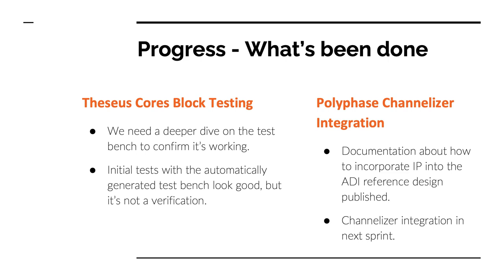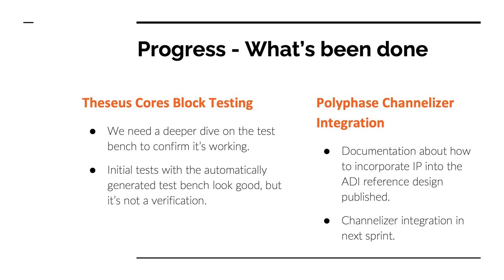The polyphase channelizer integration, so taking this code base, these IP blocks that stand alone and do a channelizer, putting it into the reference design from Analog Devices for the 9009, there's progress that's been made on that. We documented how we've incorporated IP into the reference design in the past, like the COBS decoder, the DVB-S2 encoder, and the FPGA cores functions, the utility functions that SWATO's written. So the channelizer integration is the next thing to do and then document.